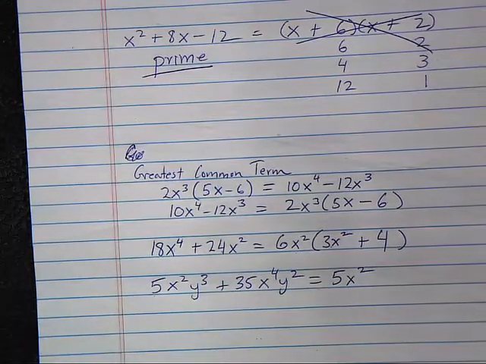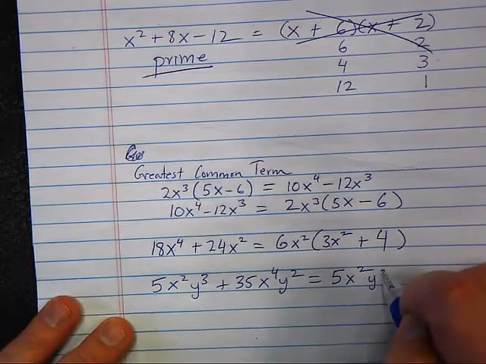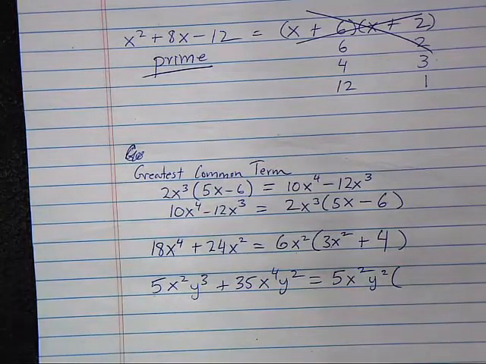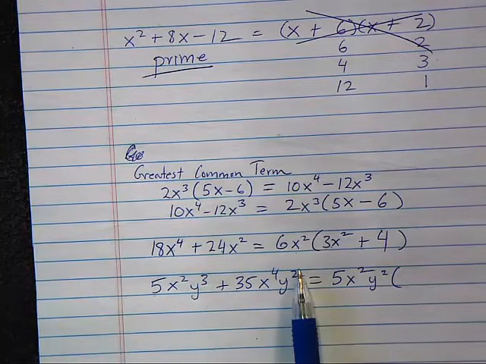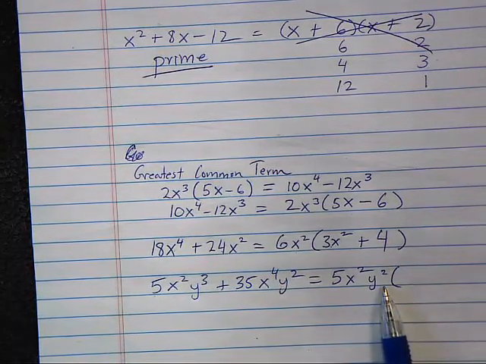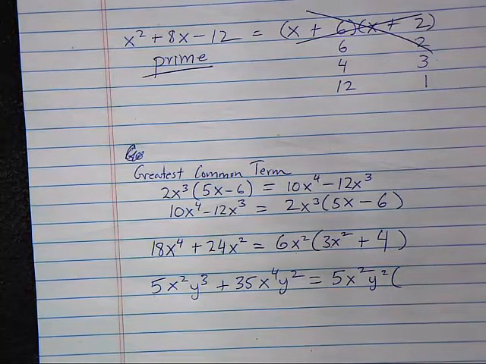And next I look at my y's. I get a y cubed and a y squared. How many y's are common? 2. So I write down y squared. I have 3 y's in this term, but only 2 of them in this term. So they have 2 of them in common. 2 y's. So that's what I mean. So you're not subtracting. Not yet, but I'm about to.